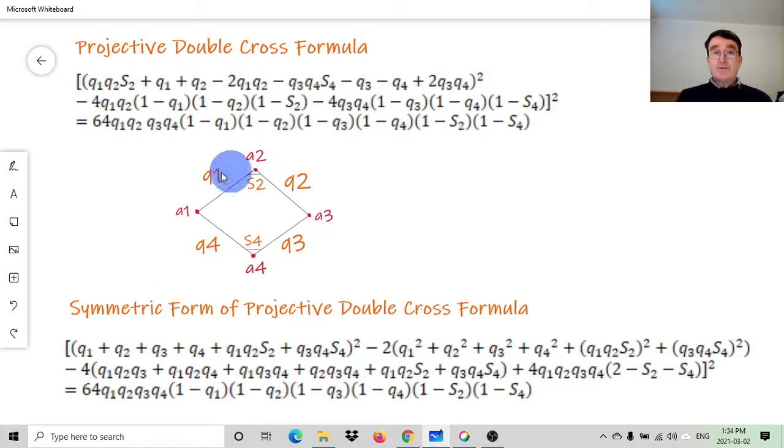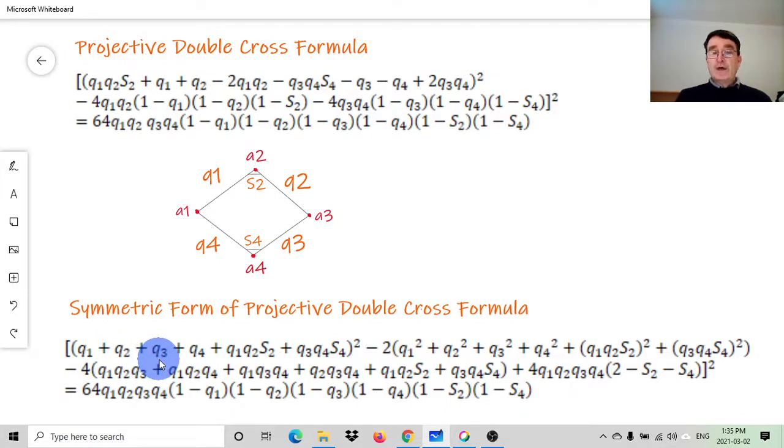pertains to this quadrilateral. Now, this projective double cross formula can be rewritten and reformulated in more symmetric form. This is the symmetric form of the projective double cross formula. And this is it right here.